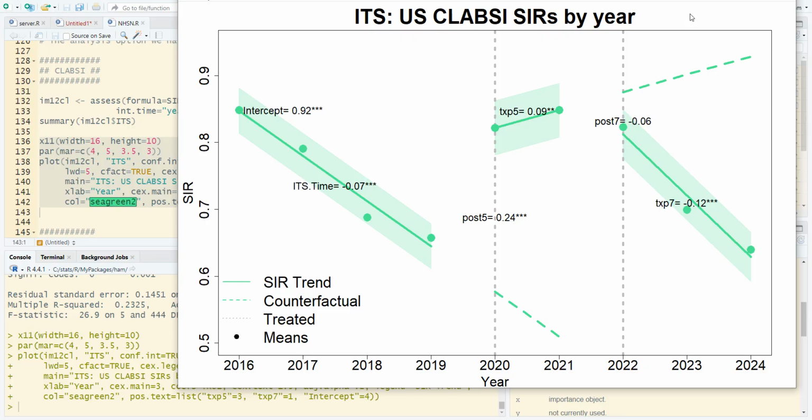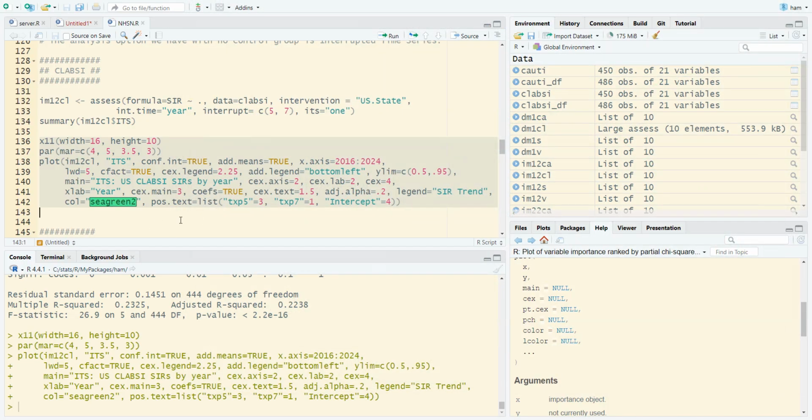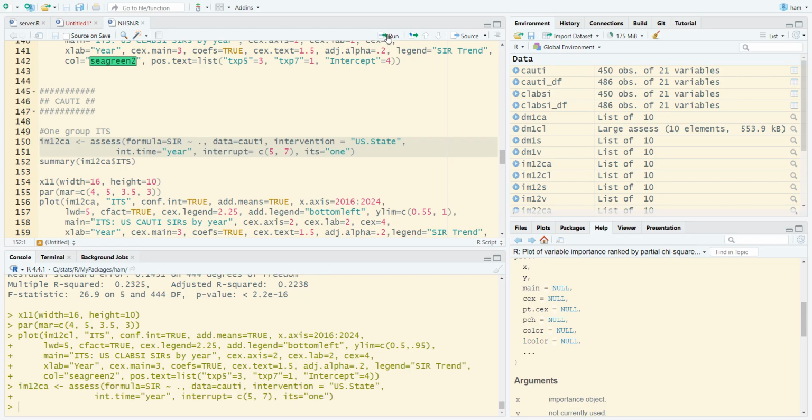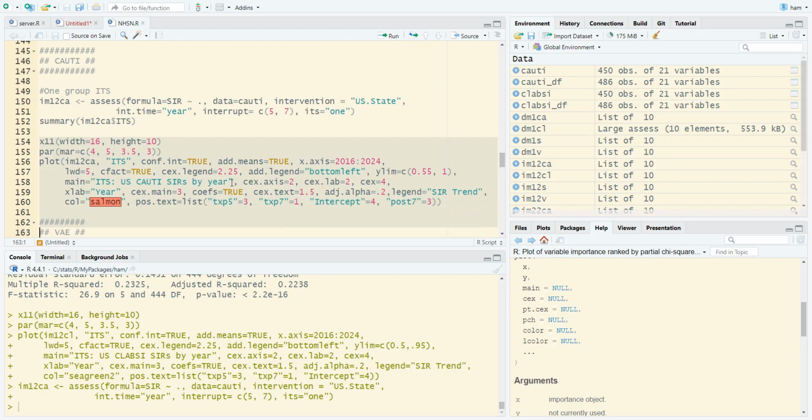Okay, so now we're going to close that. We'll go to our next SIR, and that is for the CAUTI SIR. I'm going to run that, and I'm going to produce a graph for that.